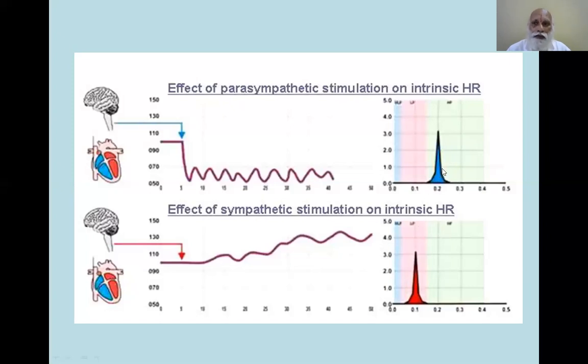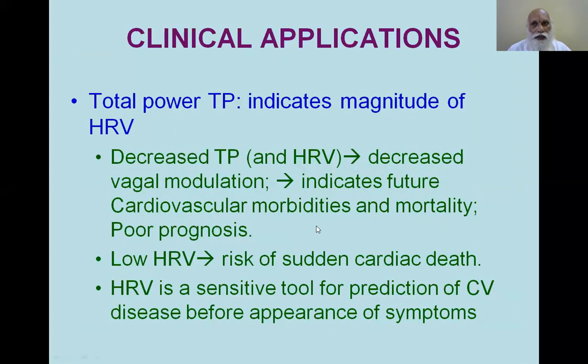If you want to assess only parasympathetic, you use this part. If you want exclusively sympathetic change, you use this part. So this is about heart rate variability and frequency analysis. Clinical applications: total power indicates the magnitude of HRV. We have mentioned this. So the higher the HRV, the higher the variability, the more is the total power.